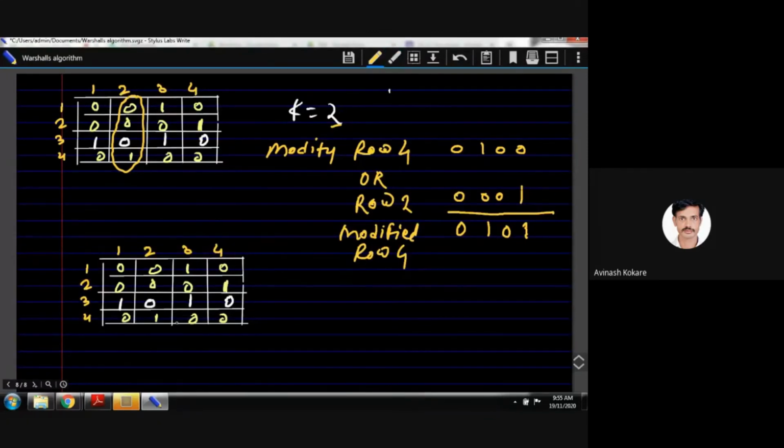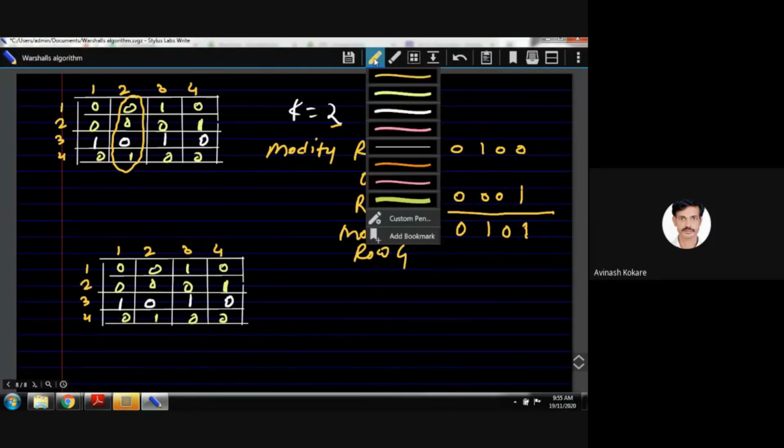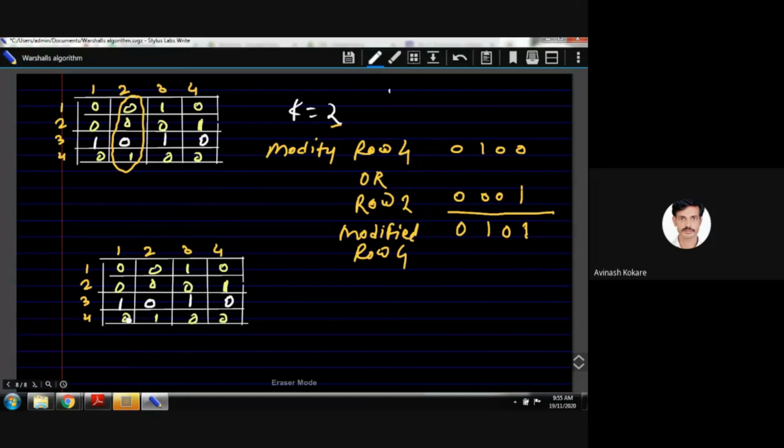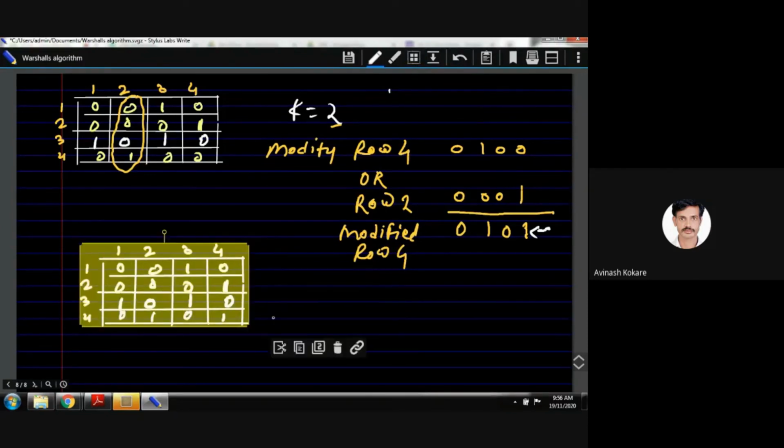Let me modify. Remove the 0, 1, 0, 0, and it will get modified to 0, 1, 0, 1. This value. Okay, so this value we have updated. Now copy this because you have to perform step number 3.